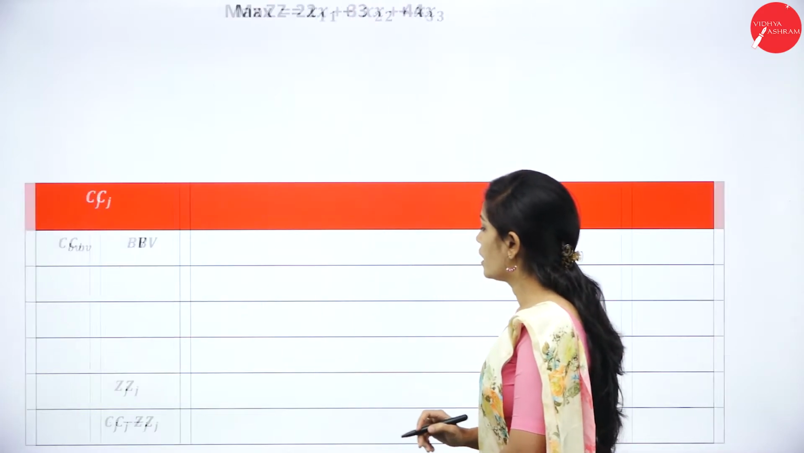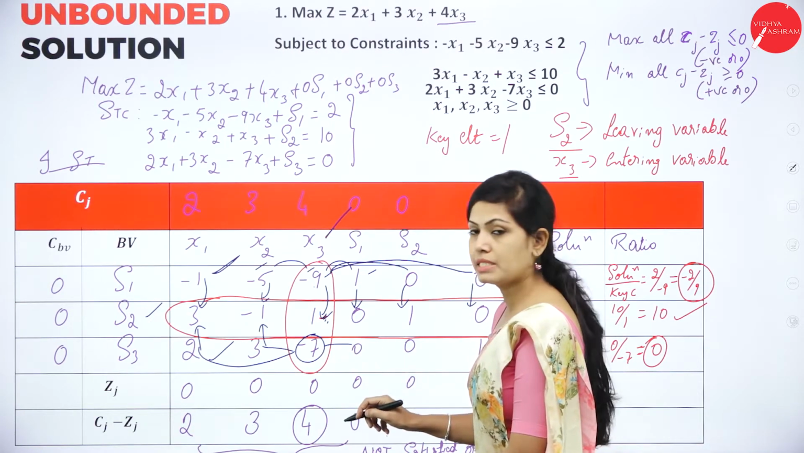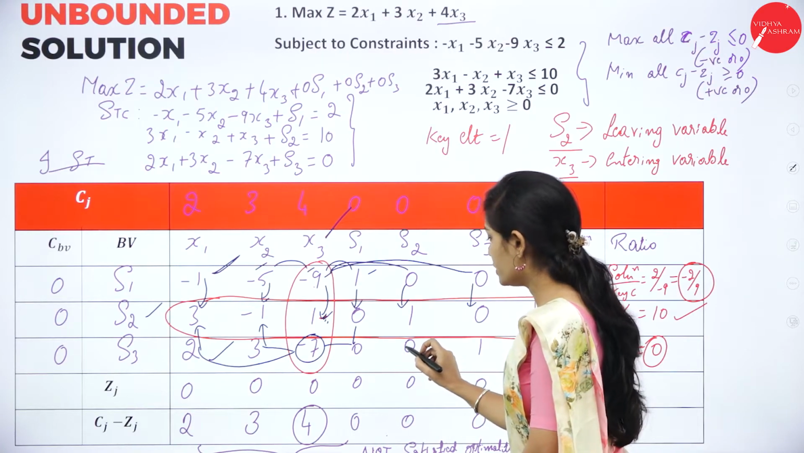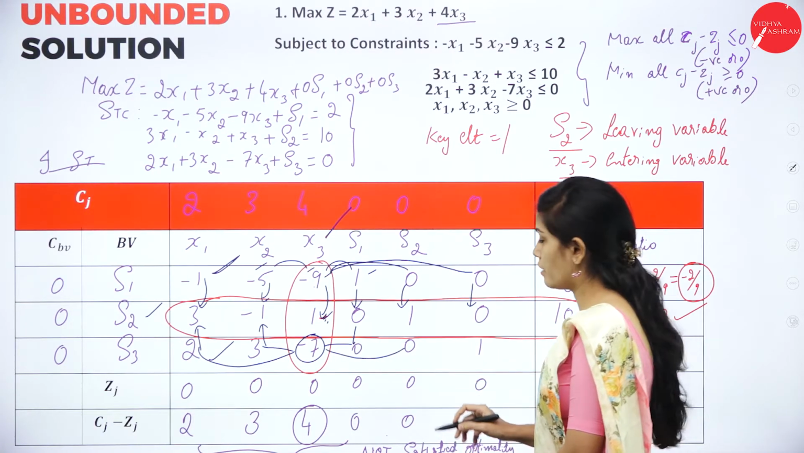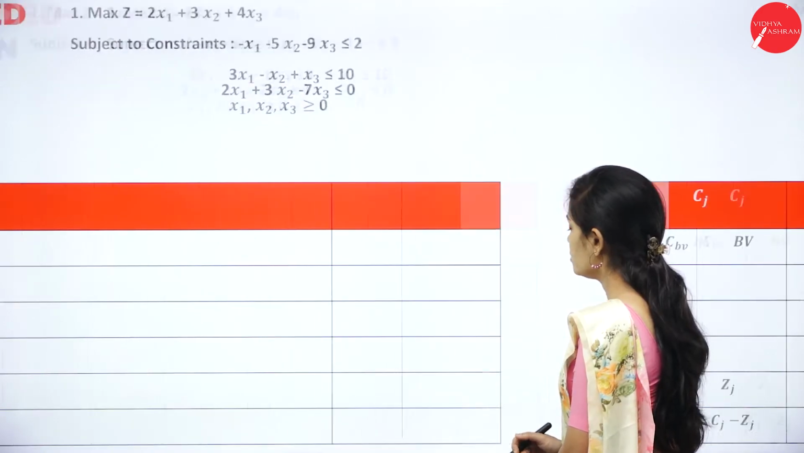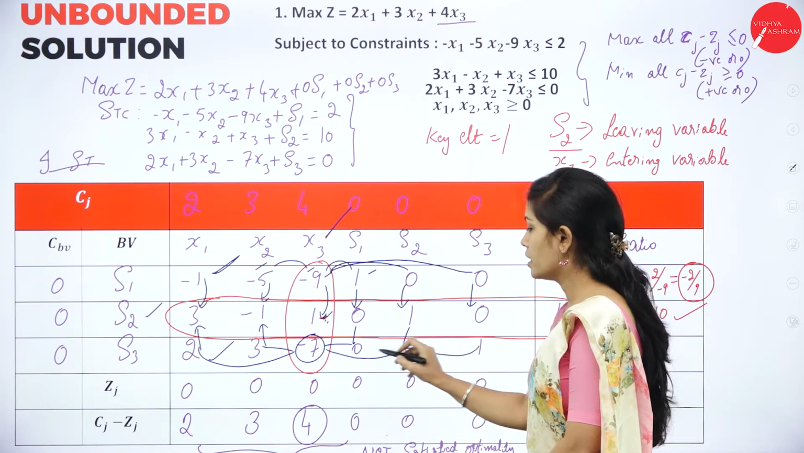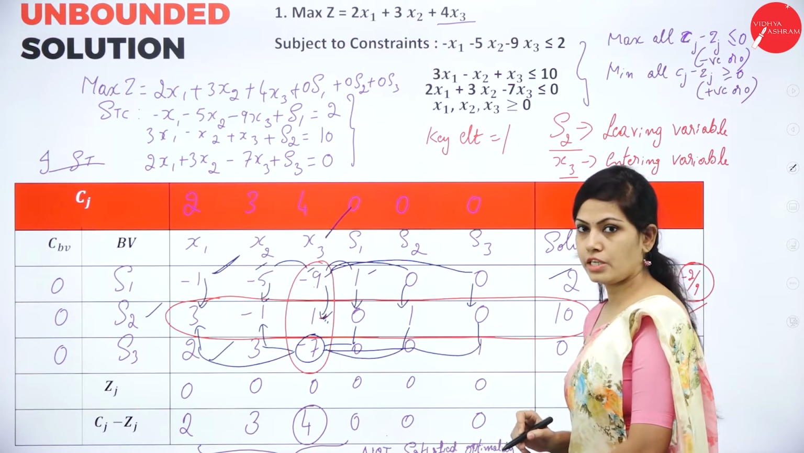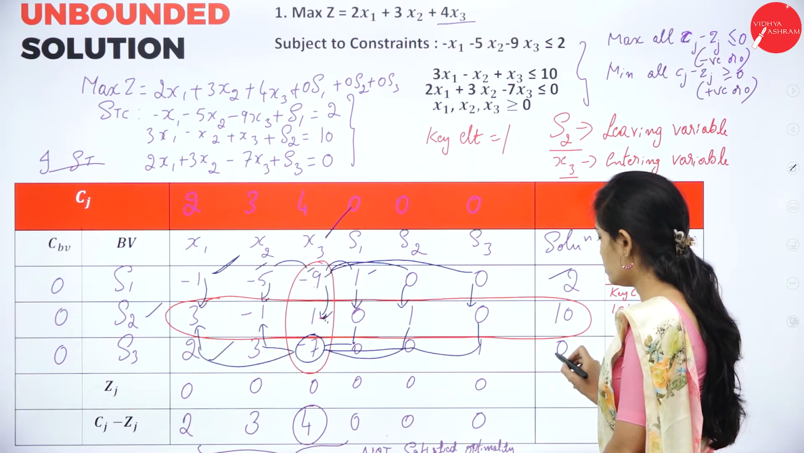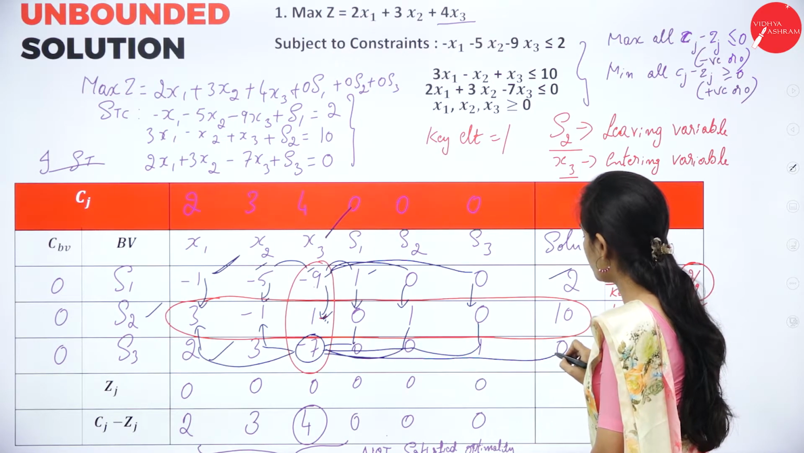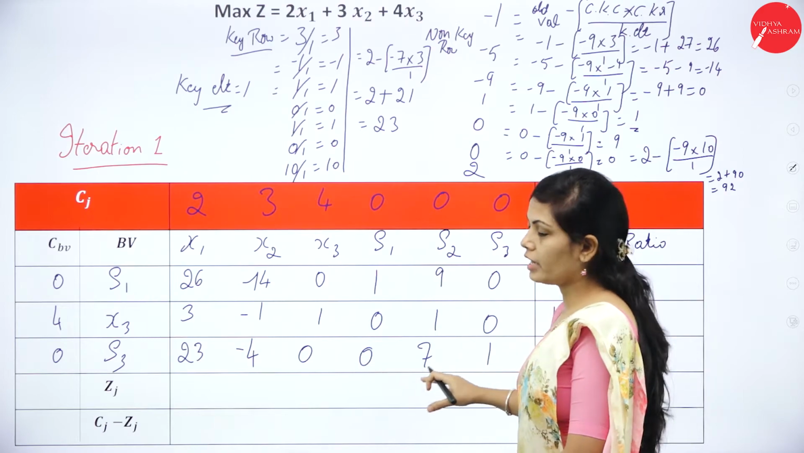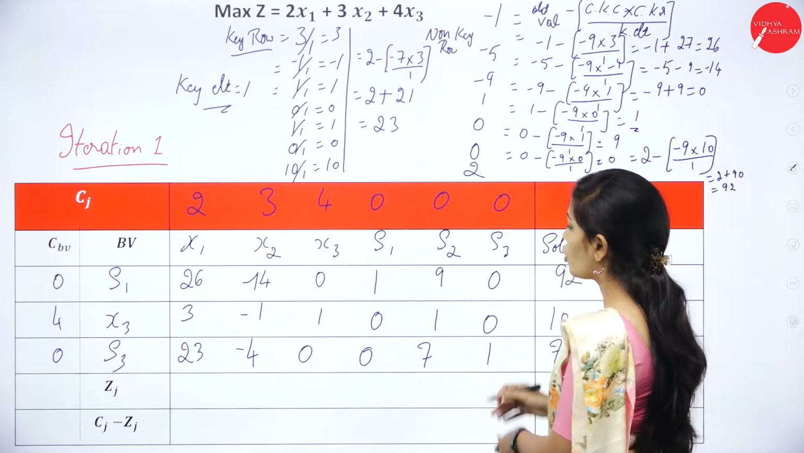You will get 0. And old value is 0. Corresponding key column is minus 7. Key row is 0. So, you will get 0 again. And old value is 0. Corresponding key column is minus 7 and corresponding key row is 1 divided by 1. So, you will get 7. And old value is 1. Corresponding key column is minus 7. Corresponding key row is 0. So, you will get 1. And old value is 0. Corresponding key column is minus 7 and key row is 10. So, you will get 70. So, these are the new values using non-key rows and key rows. We got the new values.